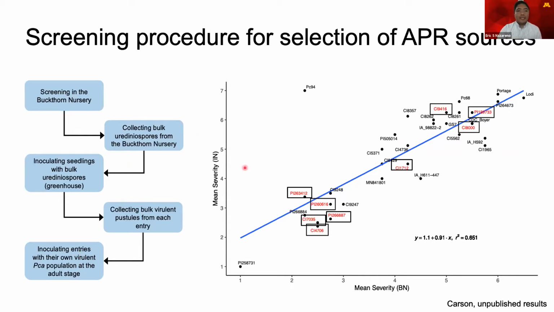So we can see in this graph, this is the mean severity in the inoculated nursery. This is the mean severity in the Bucktor nursery. And if the oat entry falls along the regression line, they can be suitable APR parents. So those that are in the boxes were selected for population development.